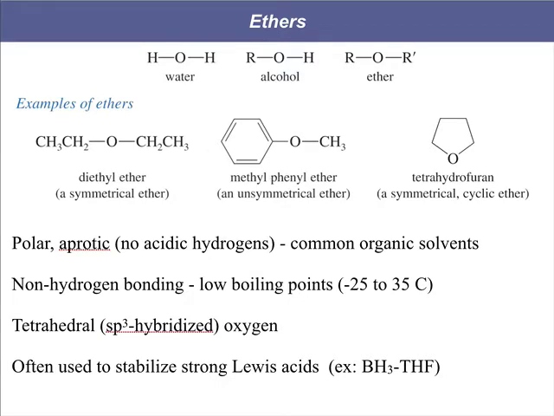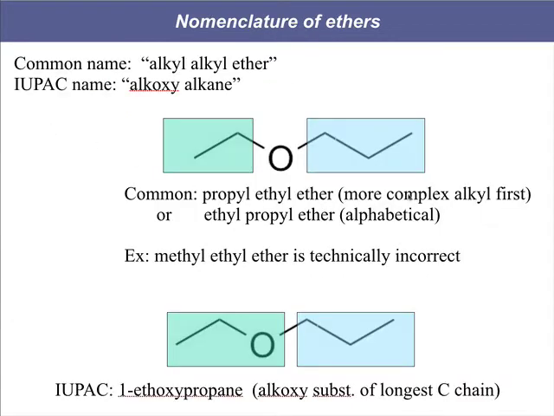You would be okay to put the complex alkyl first. So propyl first, then ethyl. You could go alphabetical, so you say ethyl propyl ether, that would be fine. But technically speaking, methyl ethyl ether would be technically incorrect. If you've got a methyl group on one side and an ethyl on the other, you would call it ethyl methyl ether because that puts the more complex substituent first and the alphabetical first. So methyl ethyl ether is wrong under both systems, under both prioritizing systems.